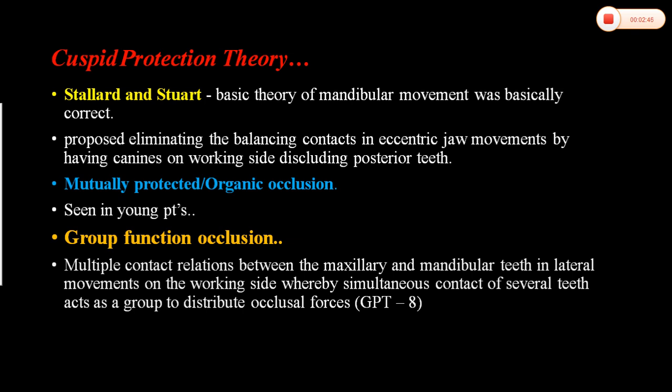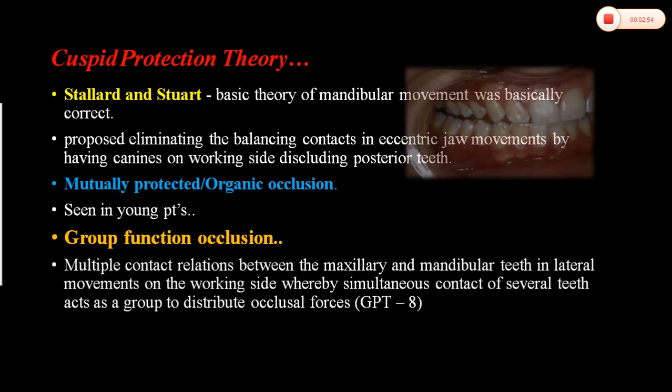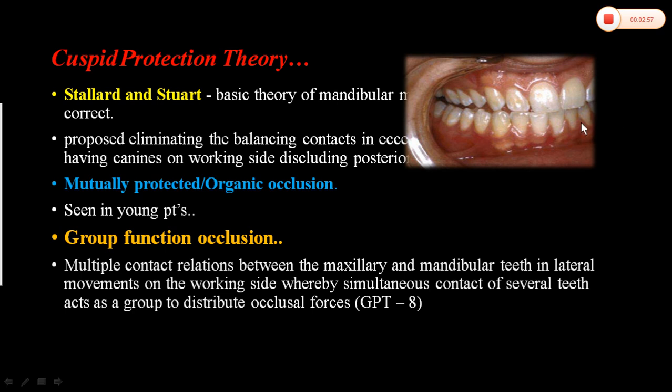So we have already seen canine protection occlusion and group function occlusion. Just a refresher. In canine guided occlusion, during lateral movement on the working side, only the tips of the upper canine and lower canine are in contact. The posterior teeth are in disocclusion, out of contact. This we can see in young patients without worn dentition. This canine protection occlusion is also known as mutually protected occlusion or organic occlusion.